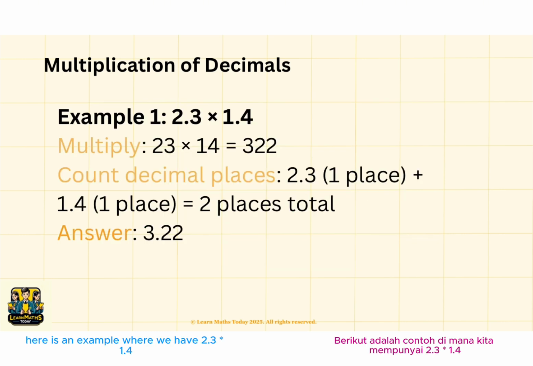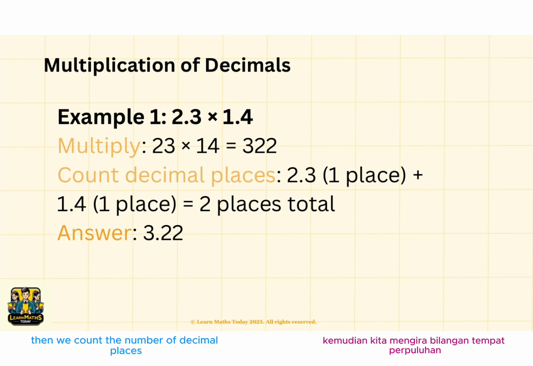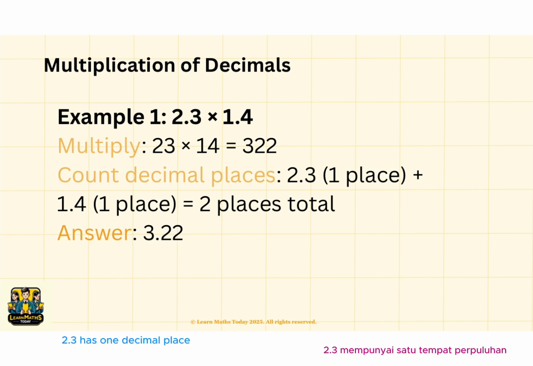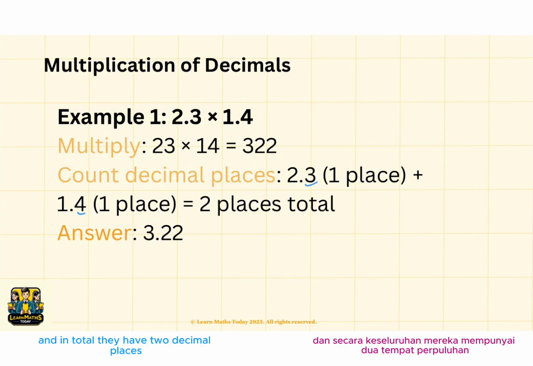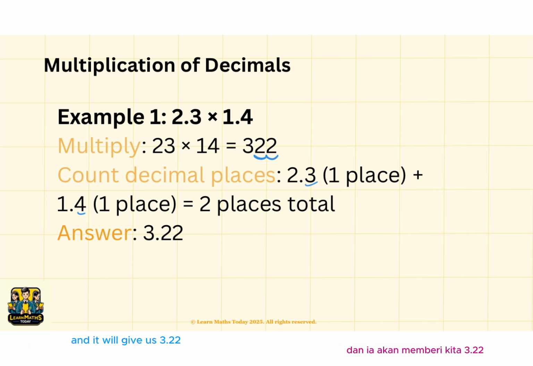Here is an example where we have 2.3 times 1.4. First, we multiply 23 times 14 to give us 322. Then we count the number of decimal places. 2.3 has one decimal place, 1.4 has one decimal place, and in total they have two decimal places. Now we count back two decimal places, and it will give us 3.22.